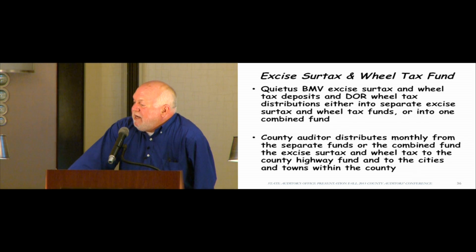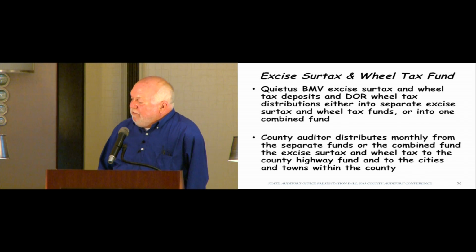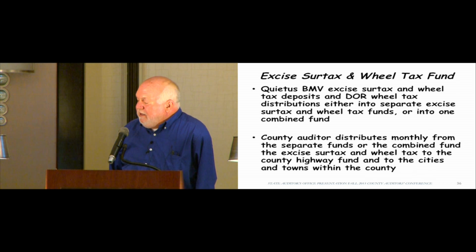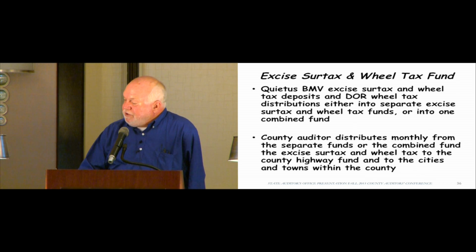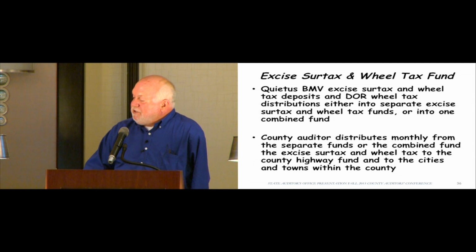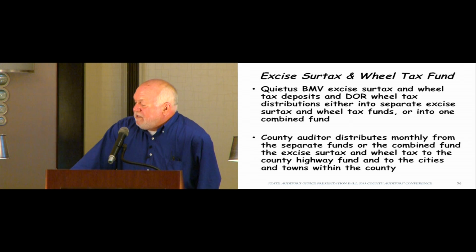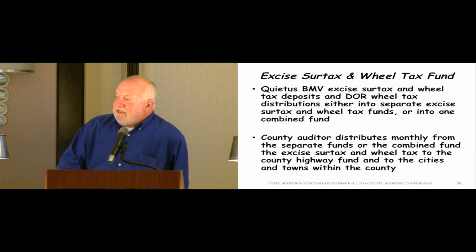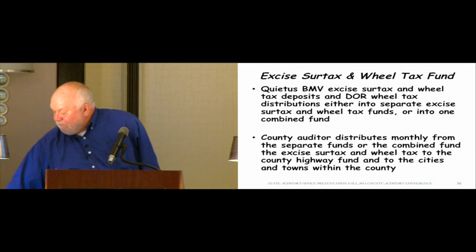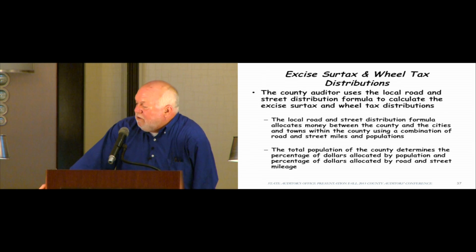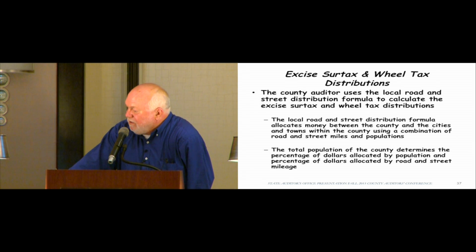Excise surtax and wheel tax, the Bureau of Motor Vehicles tax deposits and the Department of Revenue wheel tax distributions should be quietused into either a separate fund for excise surtax and wheel tax, or that could be one combined fund. I'd recommend one combined fund because the amounts are distributed the same. Then you're going to be distributing that money monthly to the county highway fund and to the cities and towns within the county. And you're using the local road and street distribution formula to calculate that.